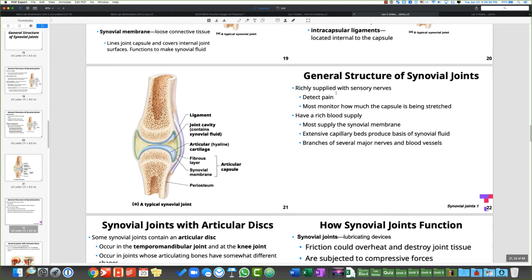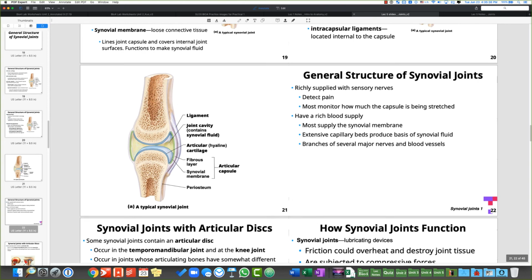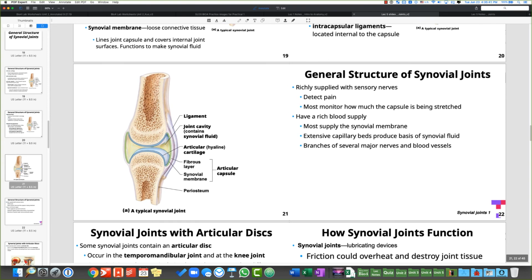Anyhow, now we're going to look further into the general structure of synovial joints. Inside these joints, there are plenty of sensory nerves, so when you get those ligaments torn, it will feel painful. They also have a rich blood supply.